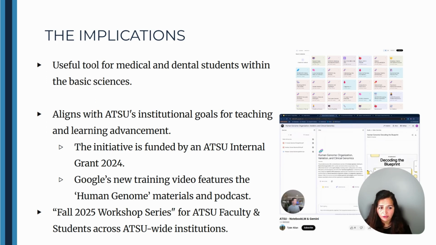It's clearly a highly useful tool, can be used for both medical and dental students in the basic sciences, and aligns perfectly with ATSU's institutional goals for teaching and learning advancement. My research group was fortunate to receive funding through an internal ATSU grant, and we have recently received some very key external validation when Google featured our human genome materials and podcasts in their new Notebook LM training videos this month.